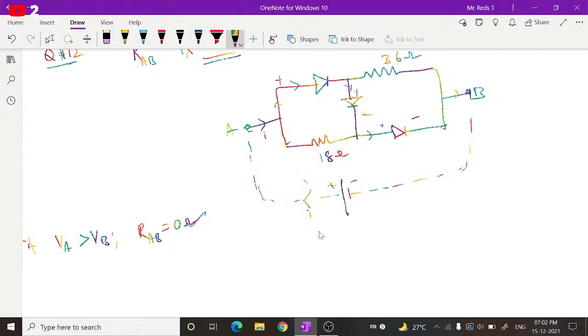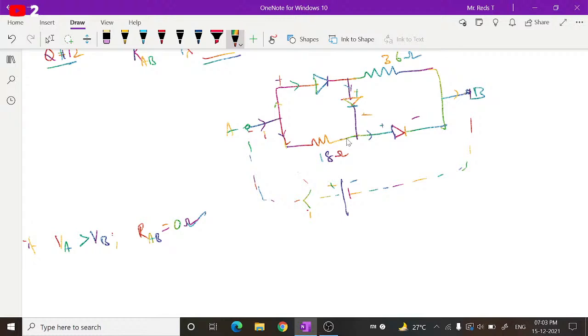The other case you have to consider is the other way. If VA is less than VB, it will not conduct. It will not conduct, but no resistance is given here. So only one resistor is relevant here. This will not conduct, which means it will act like an open point. So what you have to consider in that case is that this is not conducting, so the current will come here and pass through this.